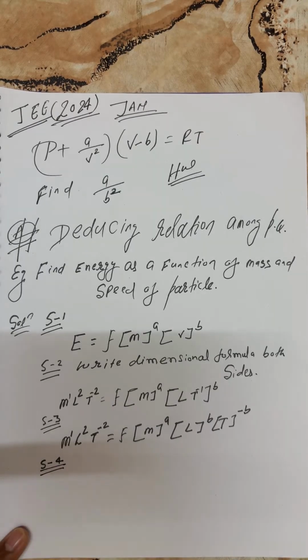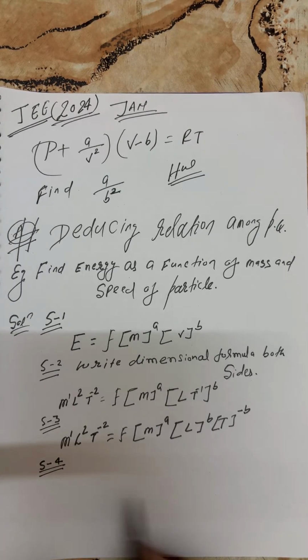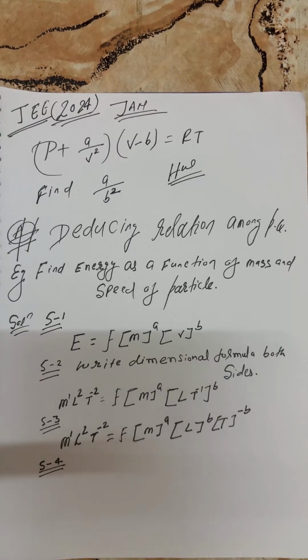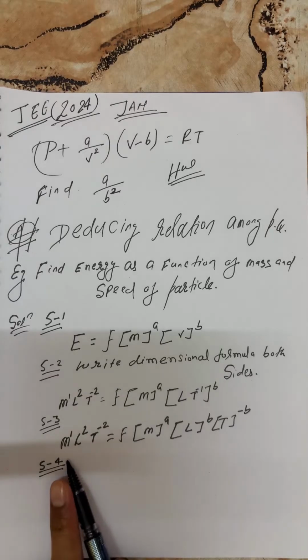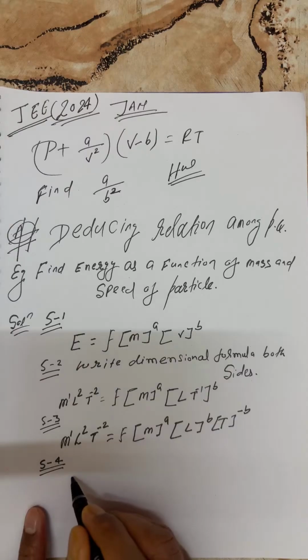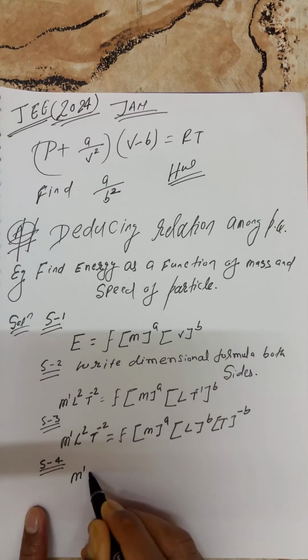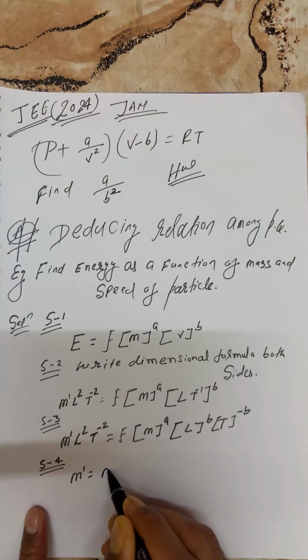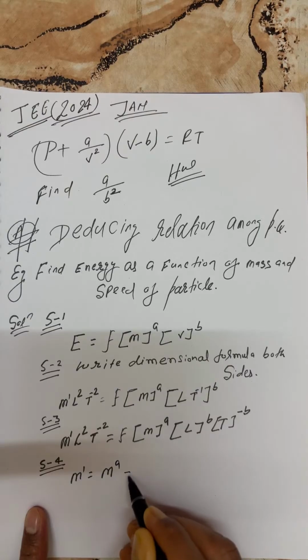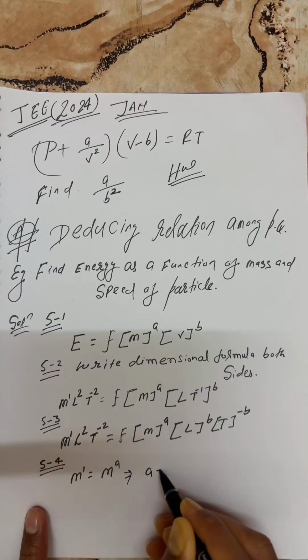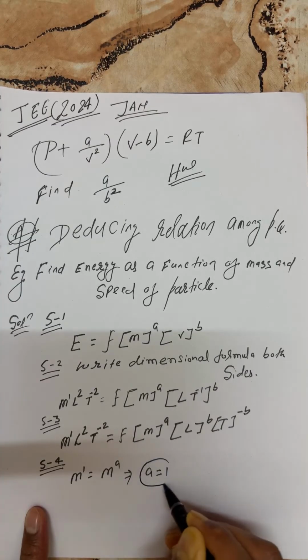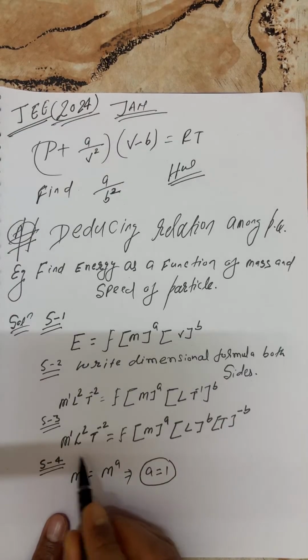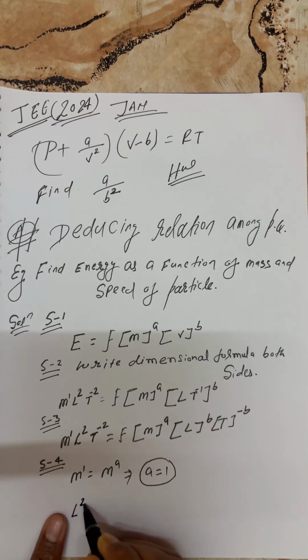After that, I can say step 4. In step 4, students, equate the power of identical quantities on both sides. So how? M, beta. What is the power of M on the left hand side? Tell me. M to the power 1. So you can equate mass to mass, M to the power A. This implies A is equal to 1. Correct, my dear.